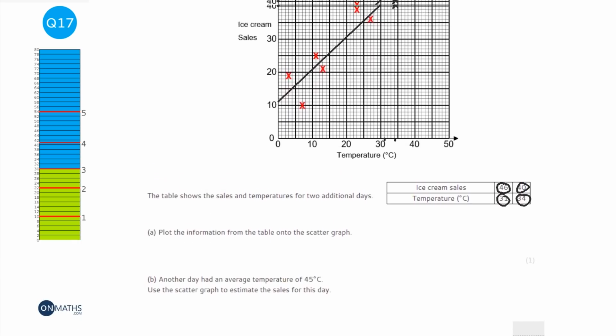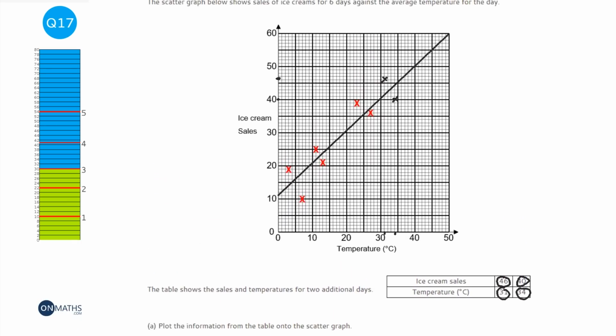So we've got average temperature of 45 degrees. So we're going to draw a line up from 45 degrees, which is about there. And we're going to draw, oh, the line didn't come up. So let's draw that line there. It's refusing to come up for some reason. Let's try another one. There we go. Let's try another line.